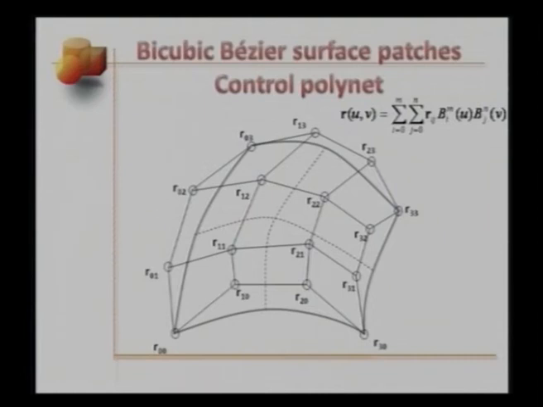Let's now pop up the mathematical expression for the Bézier surface patch model. Here m equals 3 and n equals 3. And whatever we have learned from our previous discussion on Bézier segments, let's try to use them to understand how we can predict the shape of a Bézier surface patch via the shape of the corresponding control polynet.